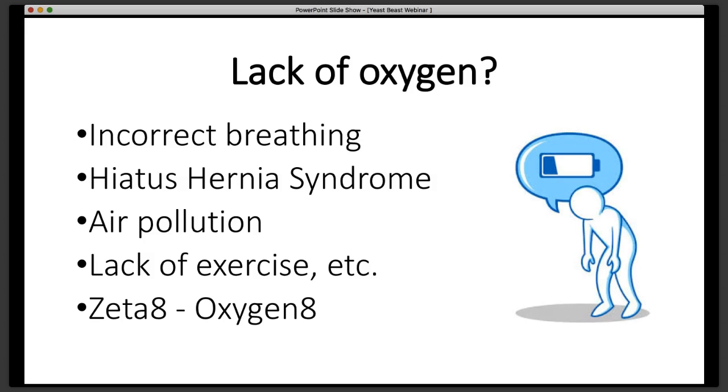So, when you're exercising, what you're doing is you are making your heart and your lungs work a lot harder, so you're pumping a lot more oxygen into your system. Now, there's a product called Oxygenate in the Zeta 8 range, which may help to increase the circulating oxygen in your body.